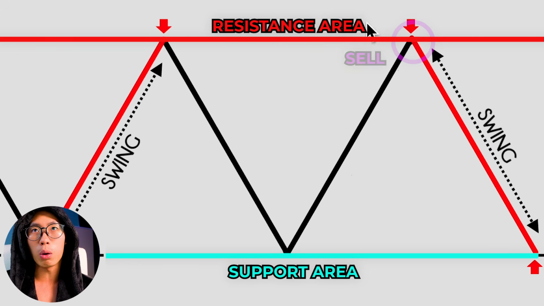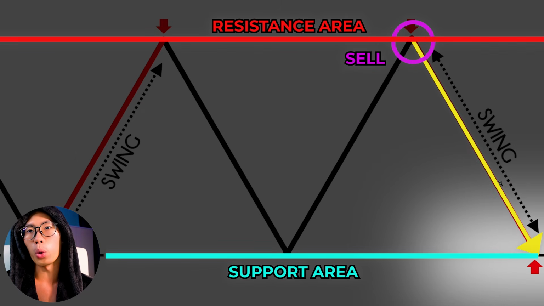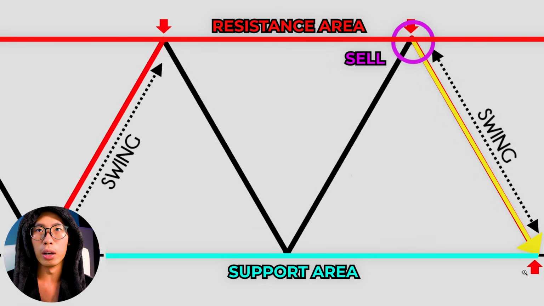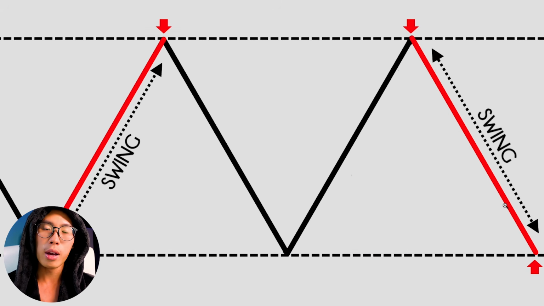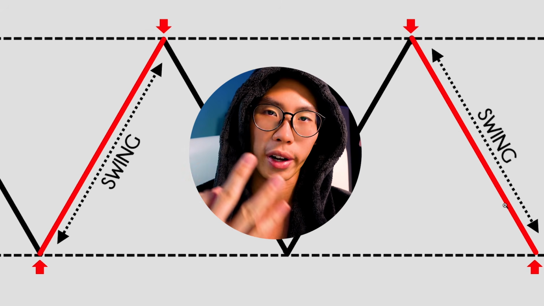Similarly, if you enter for a sell at this resistance, your take profit will be all the way down at this support level. So that is one swing trade. Now let's get on with the 3 swing trading strategies.